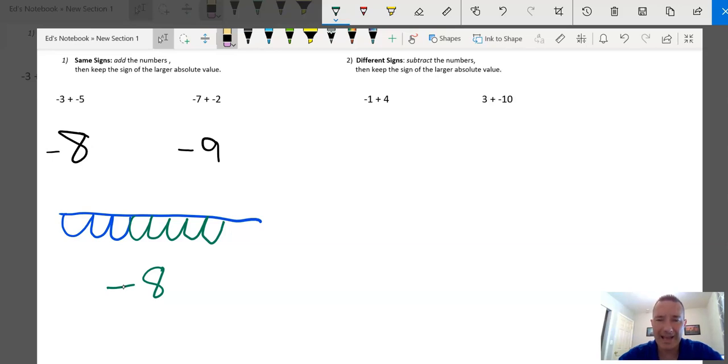Wait a minute, we're adding, but yet the strategy is to subtract? Yes, that's because a positive and a negative is going to cancel each other out. And that's where the subtraction comes in. They're canceling. So let's look at it.